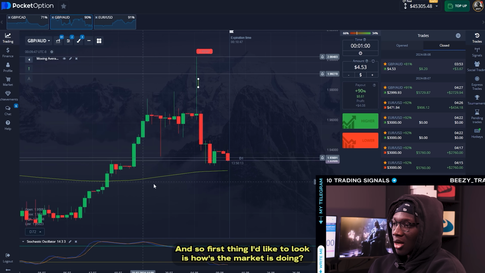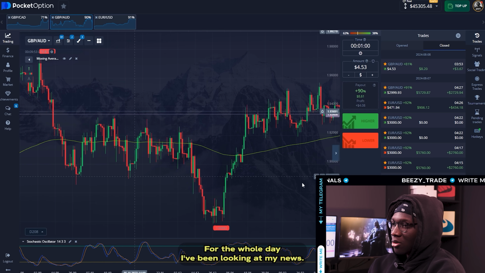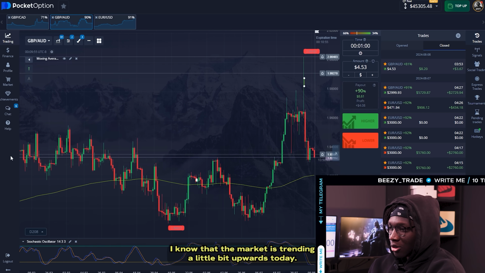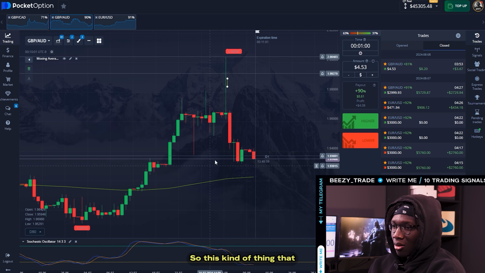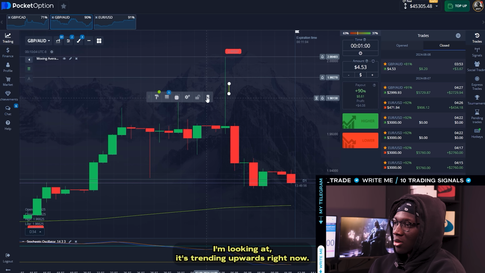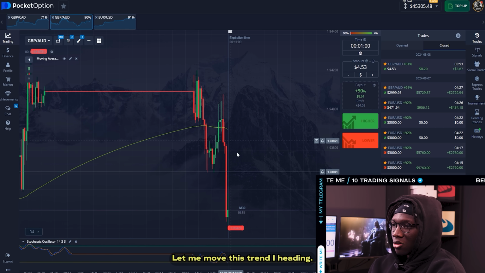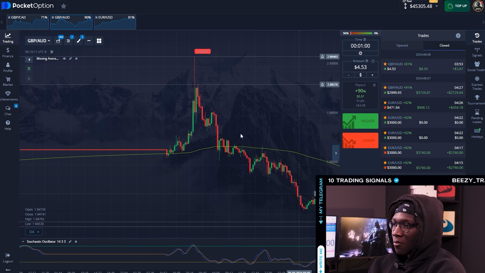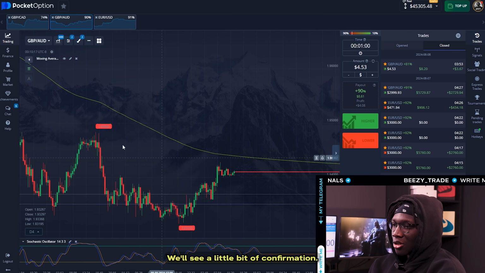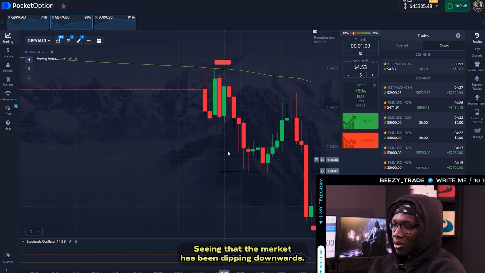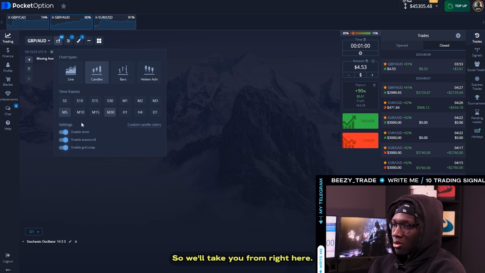And so first thing I like to look at is how the market is doing for the whole day. I've been looking at my news. I know that the market is trending a little bit upwards today, just at the beginning. So this is the kind of thing that I'm looking at, trending upwards. But right now it looks like we're going through a little bit of a change. Let me move this trend I had in. Alright, so we'll reduce our time frame to about 30 minutes. We'll see a little bit of confirmation, seeing that the market has been dipping downwards. We're just looking at zones. Alright, so we'll take it from right here.